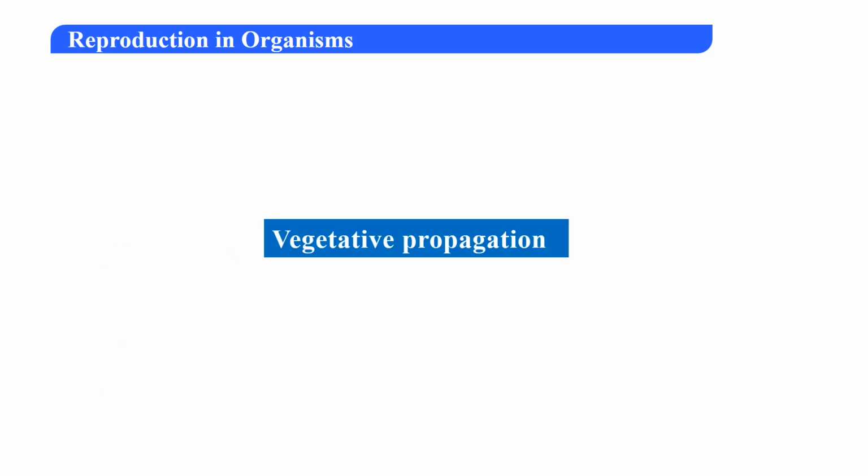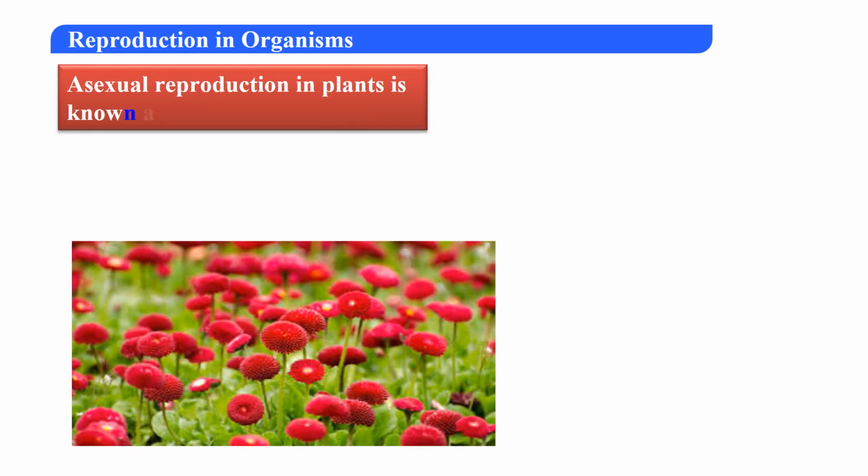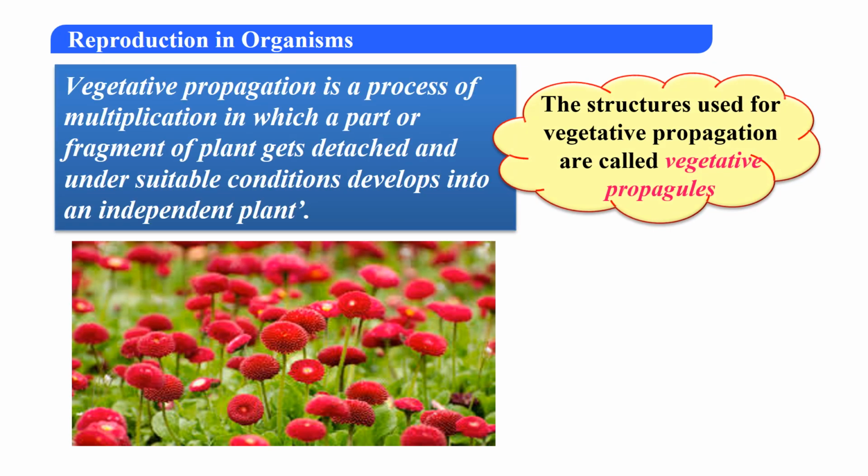Vegetative propagation. Asexual reproduction in plants is known as vegetative propagation. Vegetative propagation is a process of multiplication in which a part or fragment of a plant gets detached and under suitable conditions develops into an independent plant. The structures used for vegetative propagation are called vegetative propagules.